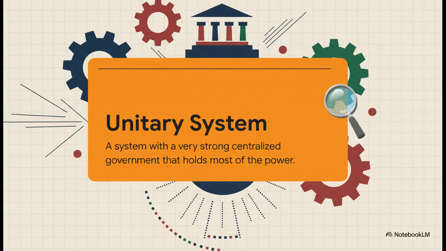Okay, so imagine a pyramid. In a unitary system, all the real power is concentrated right at the top with the national government. All the big decisions flow down from that one central point. This can make things really efficient and ensures that the rules are the same for everyone across the whole country.